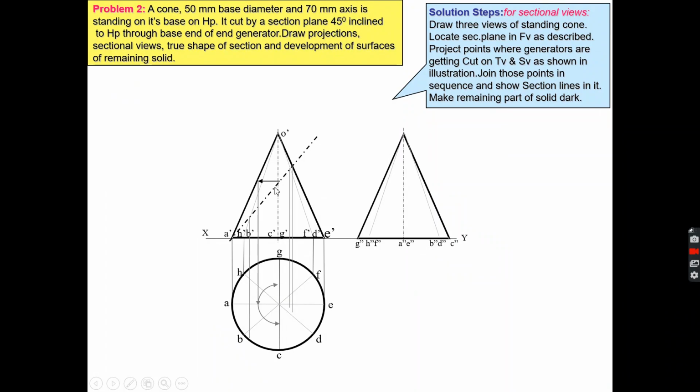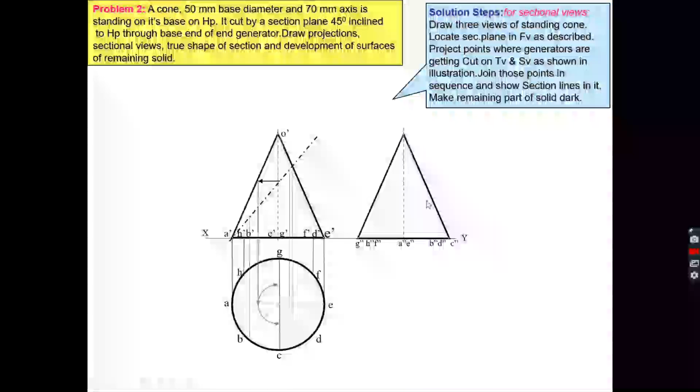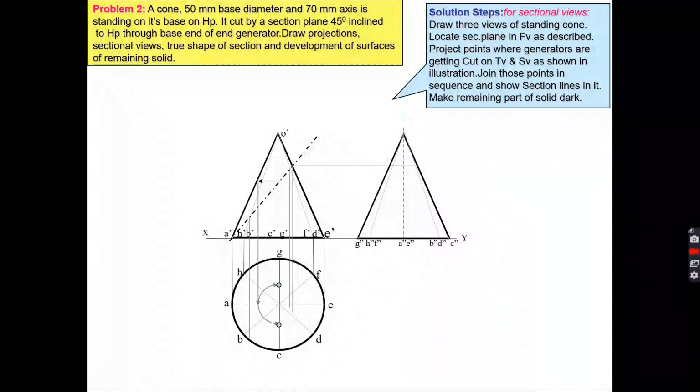So the similar way you can transfer all the points in the side view also like this. So this is your generator OE. So where is the OE? This is your O, this is your E. So this point you will transfer on here. The similar way, this is your OF and OD. This is your OF and this is your OD. So these two points you can transfer on this generator OF and OD. The similar way you can transfer all the points on the side view.